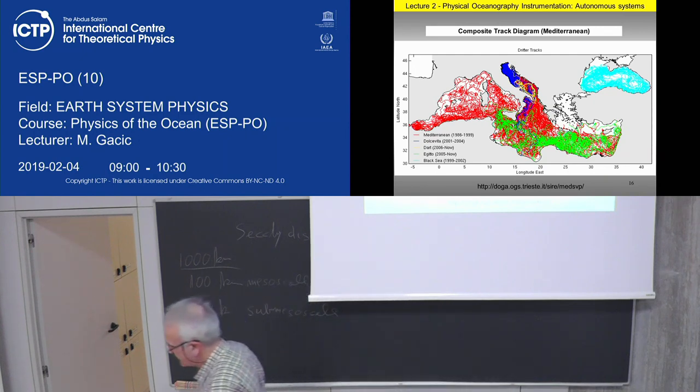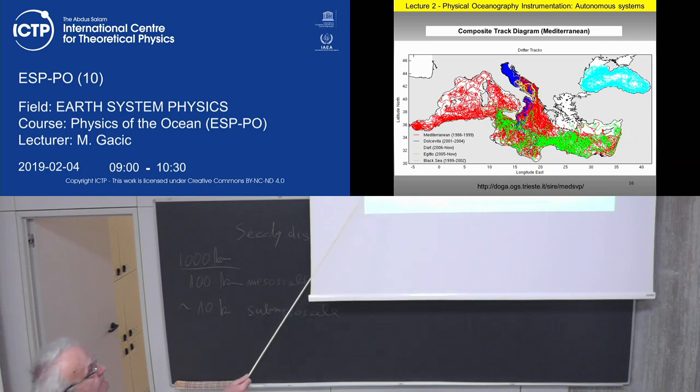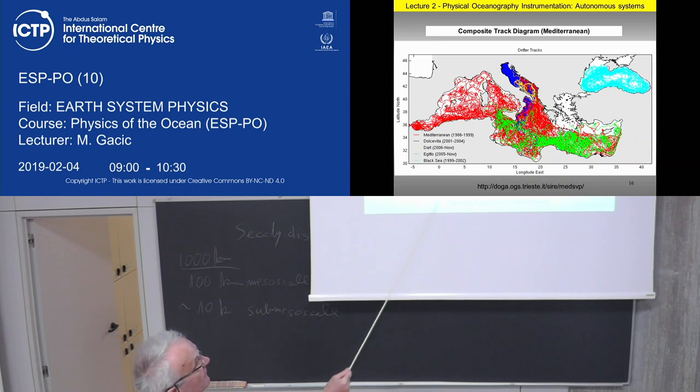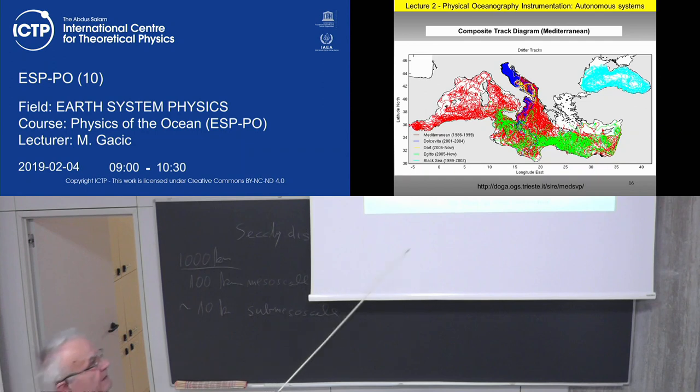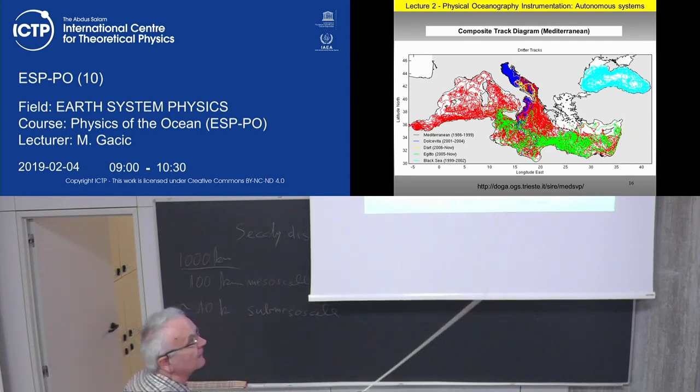These are some of the results. This is what they call the spaghetti diagram, and this is in the Mediterranean. These are the drifter tracks deployed in the Mediterranean under different projects. You can see that, for example, Egitto, which is this green spaghetti, has been deployed in this area here, within the project between Egypt.